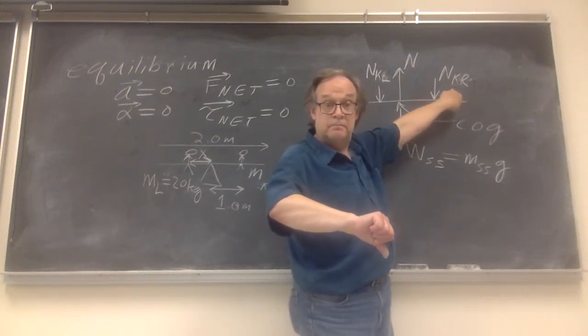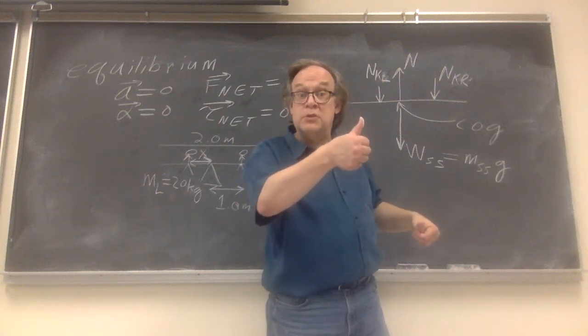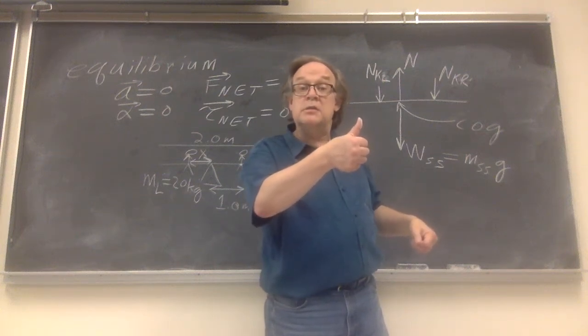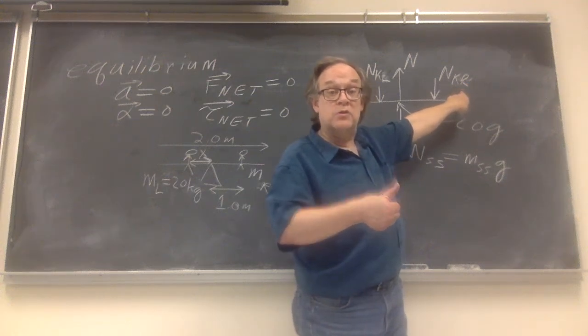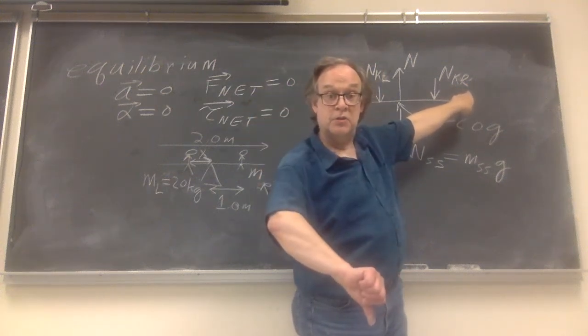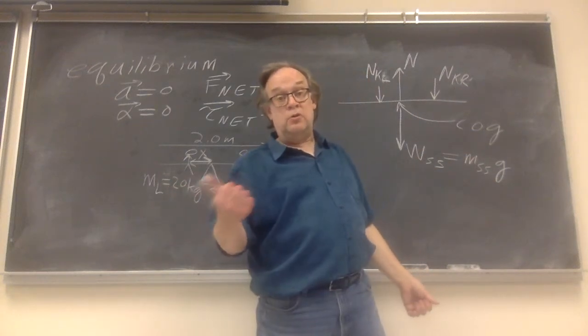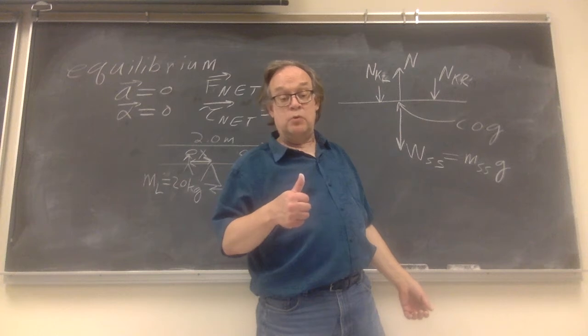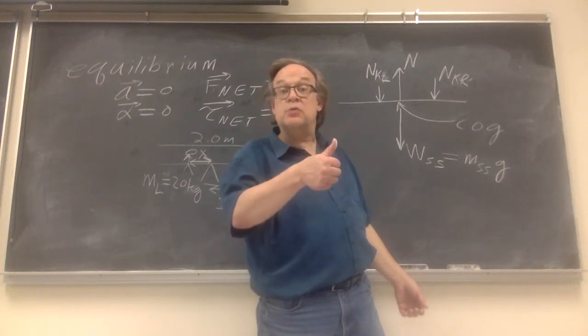That one. And the upward normal force from the seesaw on the kid is the same strength as the downward normal force from the kid pushing on the seesaw. That's Newton's third law. But we already knew that the upward normal force on the kid is equal to the kid's weight.